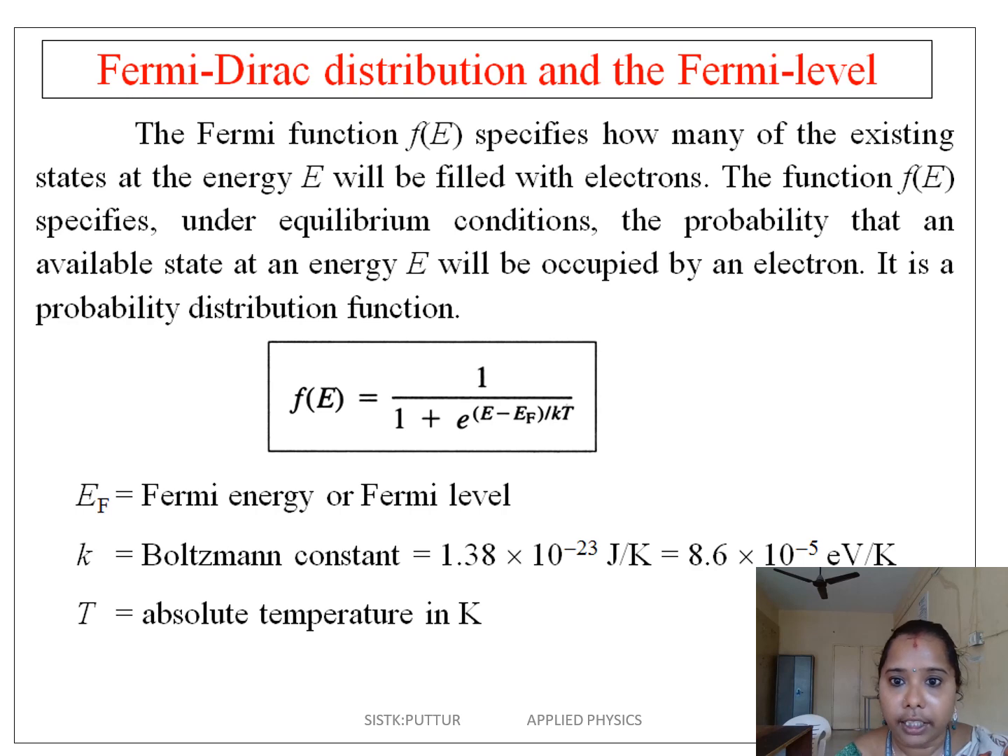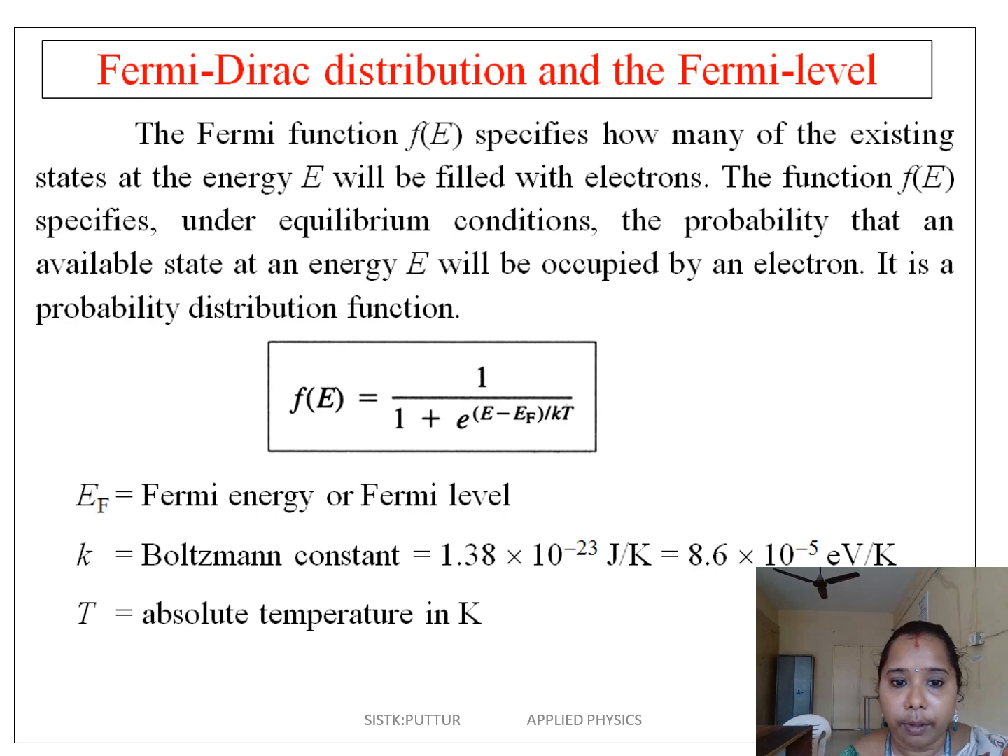The Fermi-Dirac distribution specifies how many of the existing states of energy E will be filled with electrons. Fermi energy can be defined as the highest occupied energy level filled with electrons. Below the Fermi energy level, all the states are filled with electrons, and above the Fermi energy level, all the states are empty states.